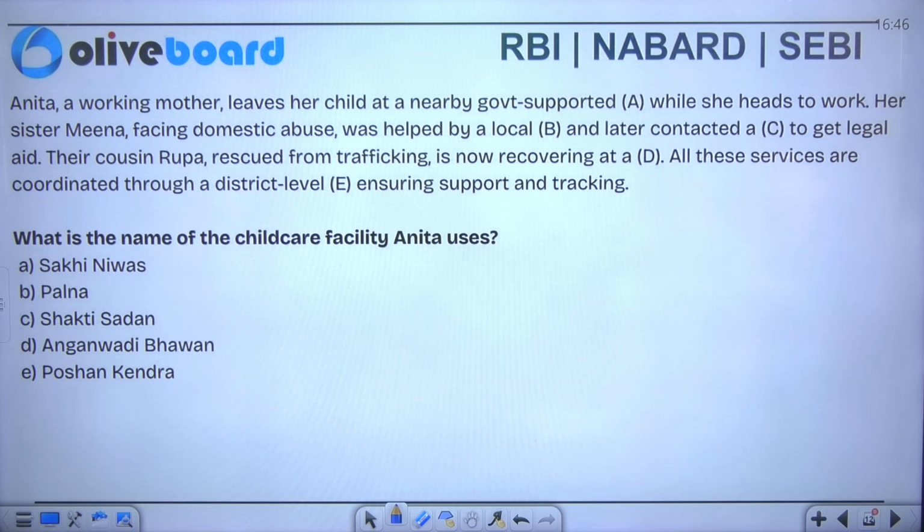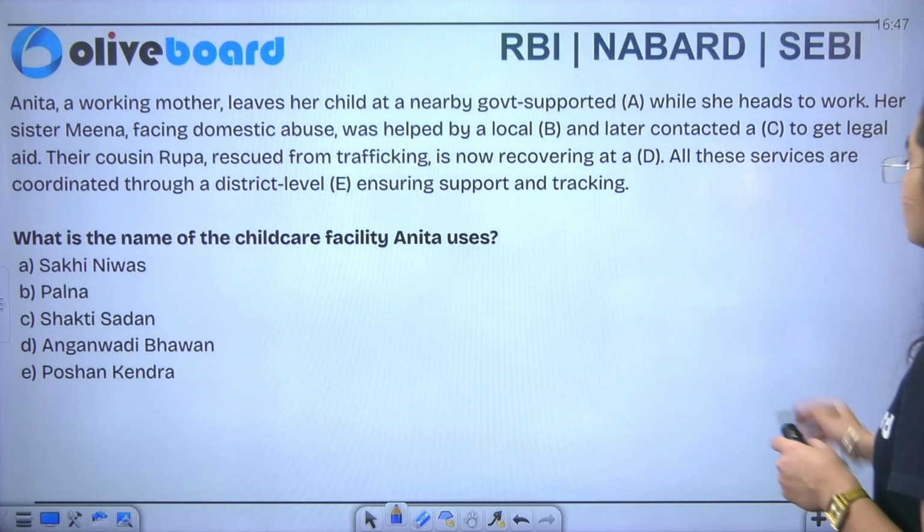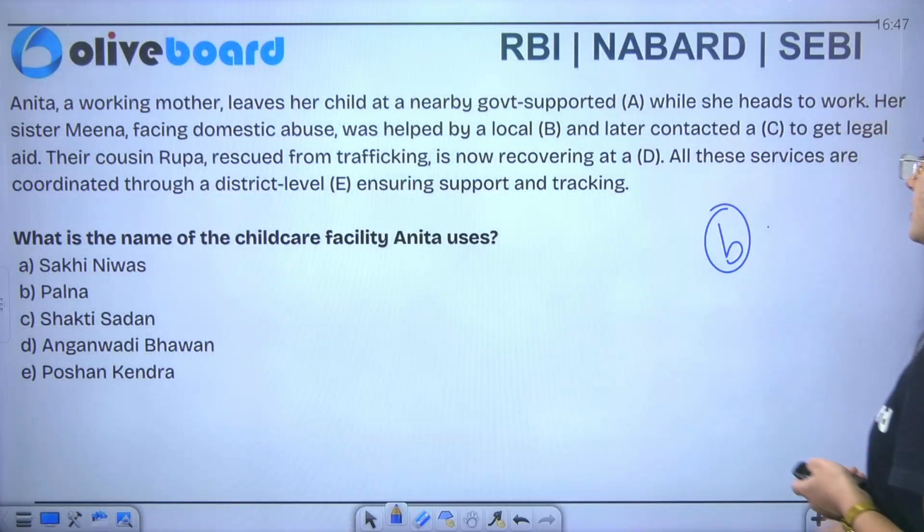Now you have to ensure that Anita is a working mother. So I'm giving you a few seconds just to pause the video and then you can give me an answer. So I hope you people have read the statement. So the correct answer here is Palna. Why? Because here I'm talking about a working woman. So B is the correct answer here.